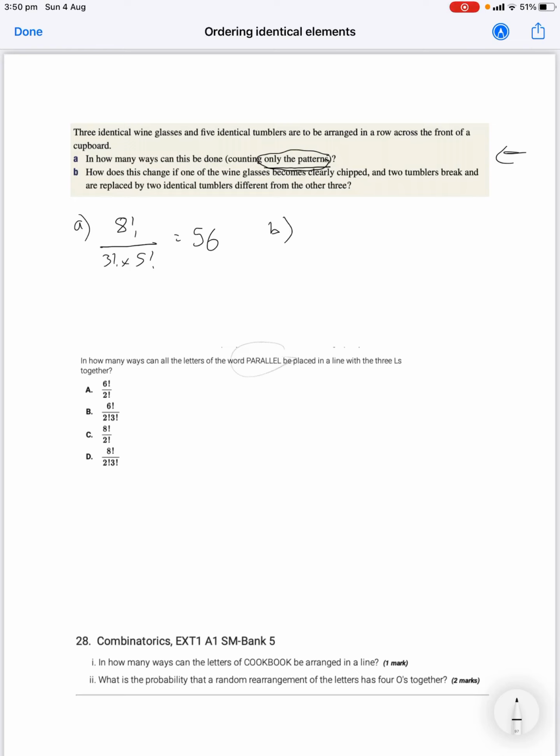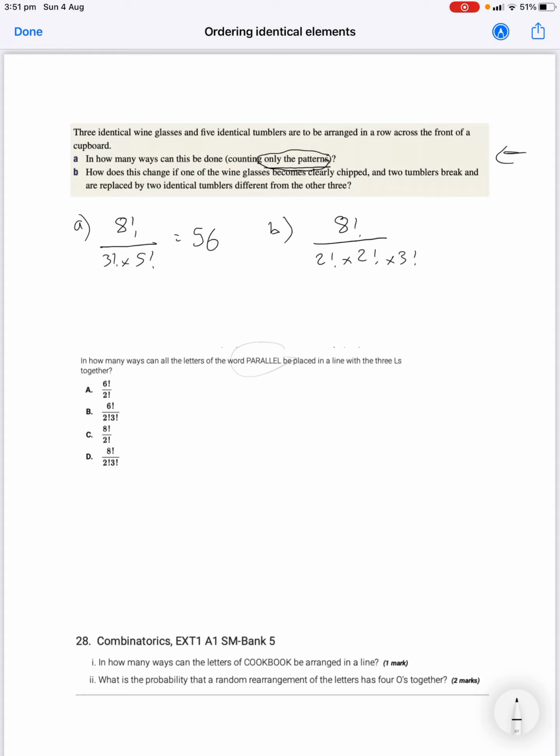And then the second question: how does this change if one of the wine glasses becomes clearly chipped, 2 tumblers break, and they are replaced by 2 identical tumblers different from the other 3? There's a lot going on here. So in terms of what we've got, we now have 8 factorial. It's the same thing, we still have 8. We've got 2 factorial times 2 factorial for our 2 new tumblers that we are putting in, times 3 factorial for the other 3 things that are the same.